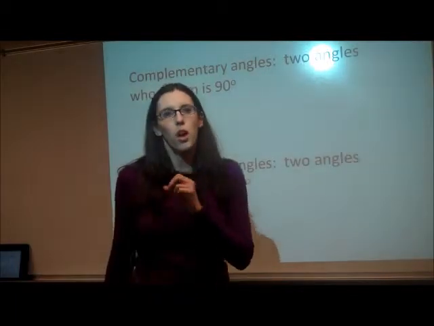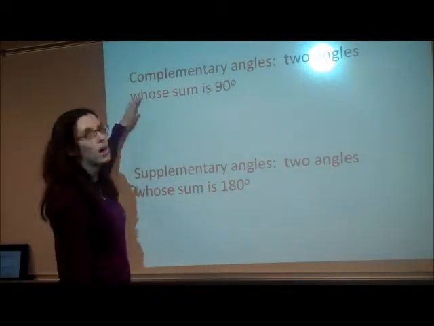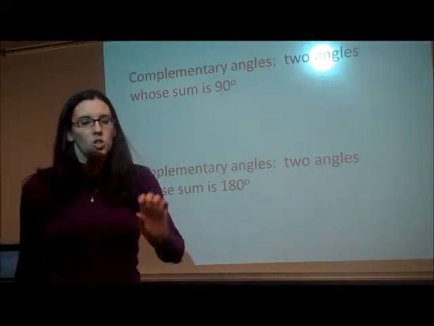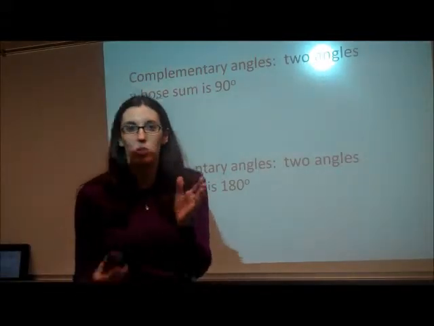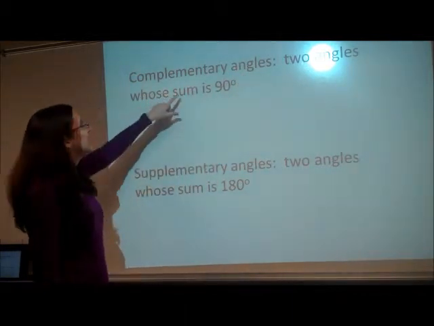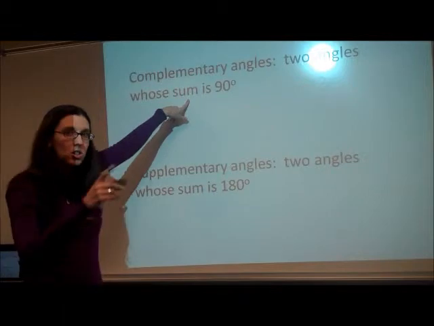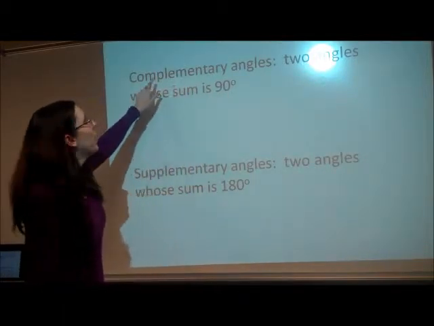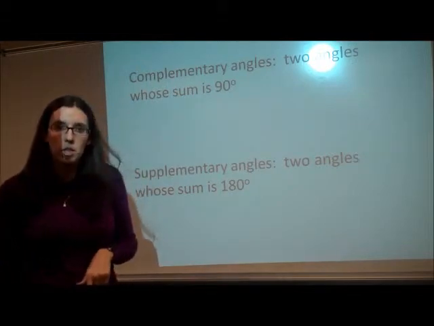Now we have two other kinds of angles. We have complementary angles and we have supplementary angles. So these are where we're looking at a pair of angles, two angles together. When those two angles sum, so when we add the two angle measures together, we get exactly 90 degrees, that means that those two angles are complementary.